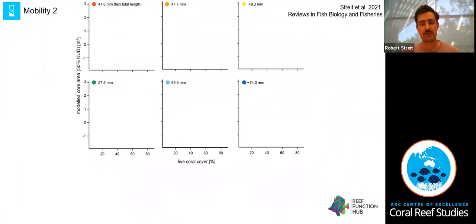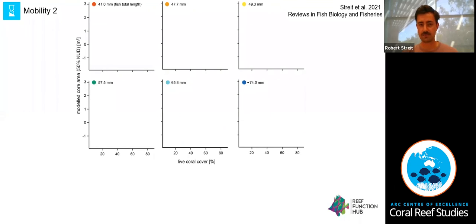So here we've got 6 panels, and each panel is for a different body size of a coral reef fish. And the y-axis is again the used area of the fish, and the x-axis is live coral cover. And as we said earlier, we think these fishes are obligate coral dwellers, so they need live coral for shelter from predators.